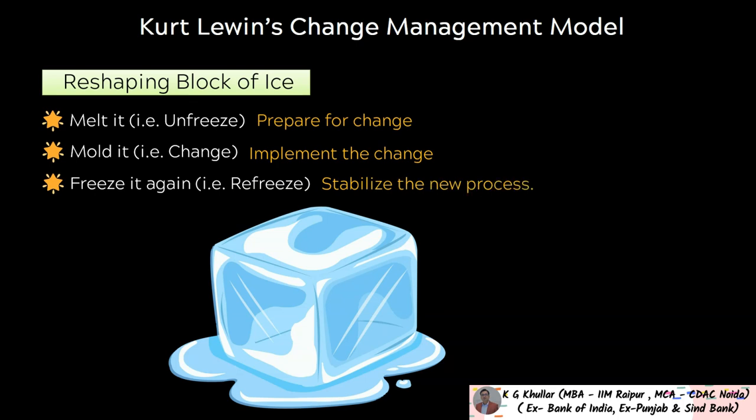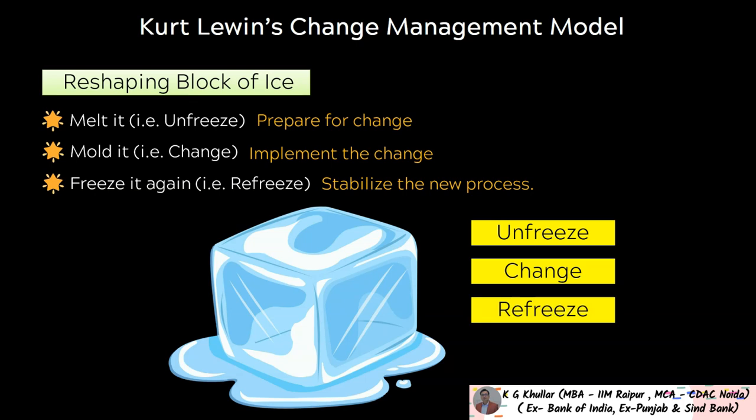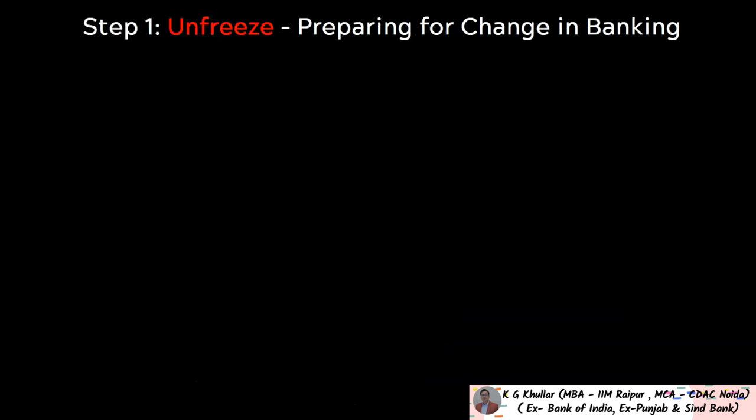So as you can see, the 3 phases of this model of change management are, first unfreeze, then change, and finally refreeze. Friends, this model is widely used in banks when they implement new regulations, adopt new technologies, restructure teams, or even change customer service processes. Next, let's understand each of these phases in depth.